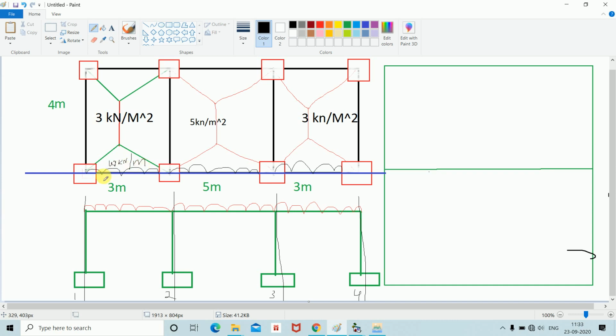Then this UDL will transfer the load to the columns equally. We know that for a UDL the reaction is WL by 2. Here L is nothing but the shortest span direction, that is Lx equal to 3. Then you will get a load, and this load will be transferred to this column.